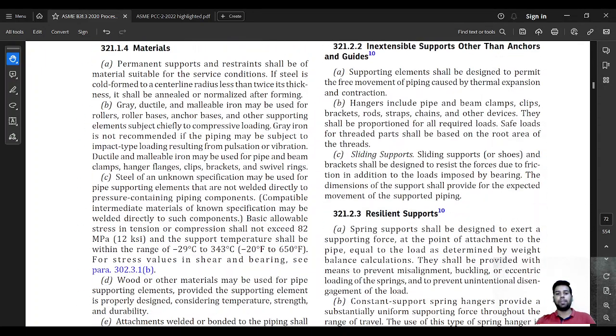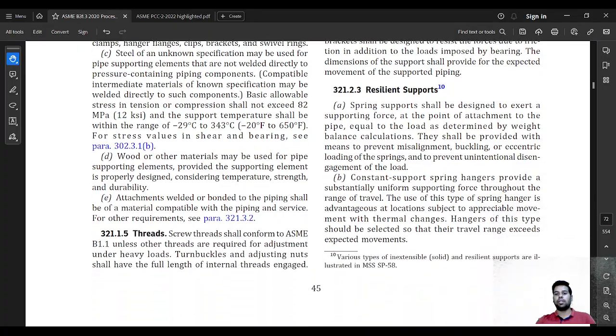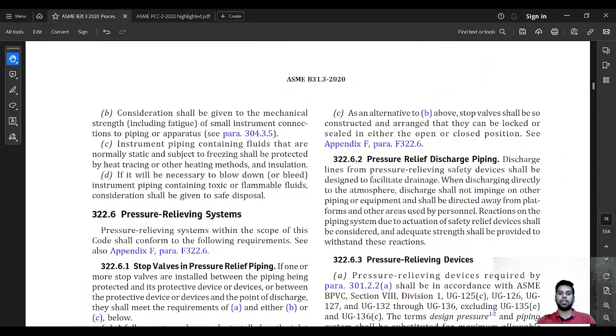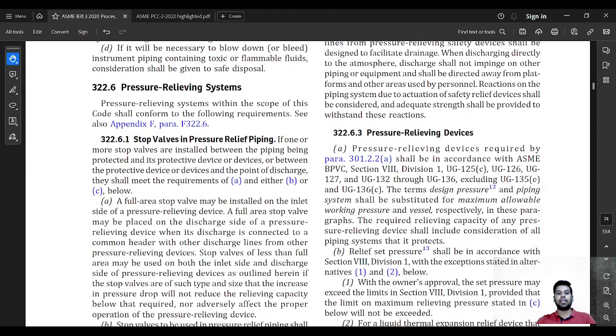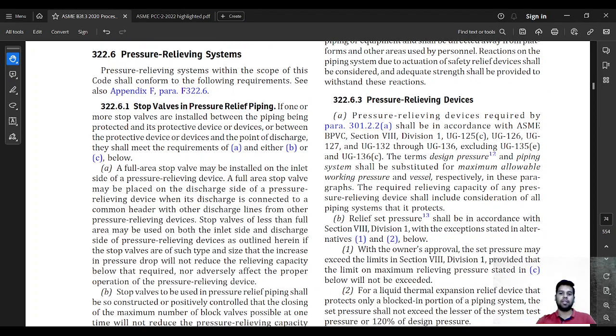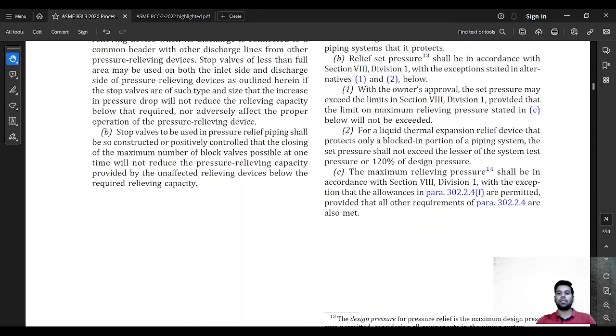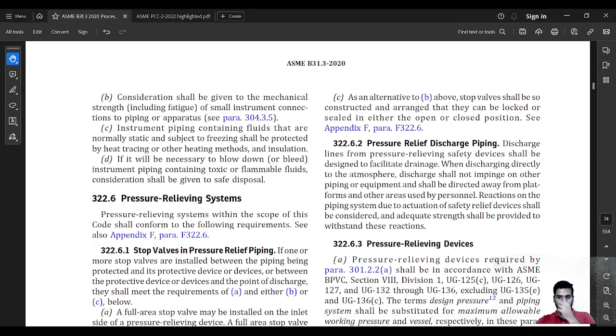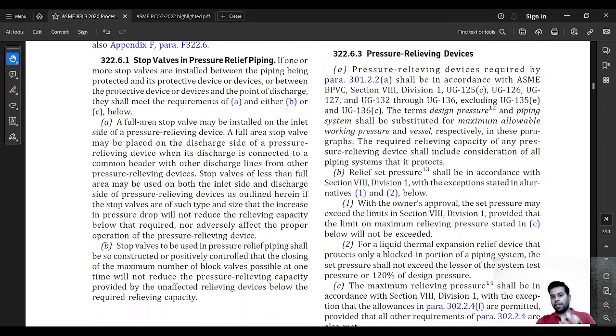Fixtures, materials, counterweight, structural connections, systems, pressure relieving systems. Pressure relieving systems are going to be pressure relieving devices. In most cases, it is going to be a pressure relief valve. Pressure relieving discharge piping, pressure relieving devices.